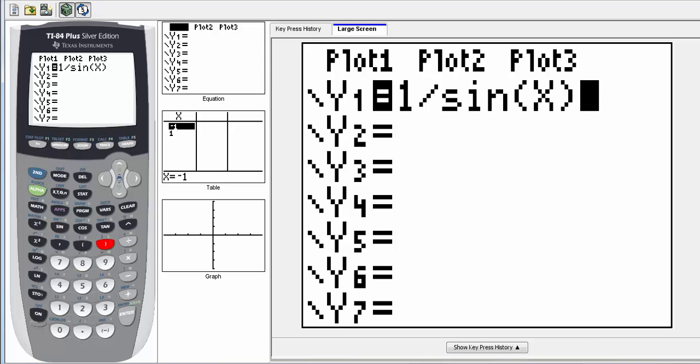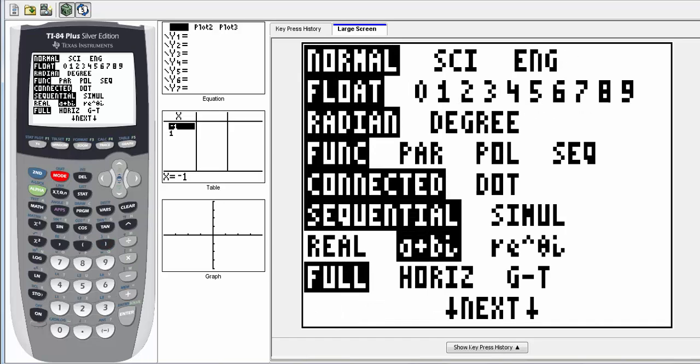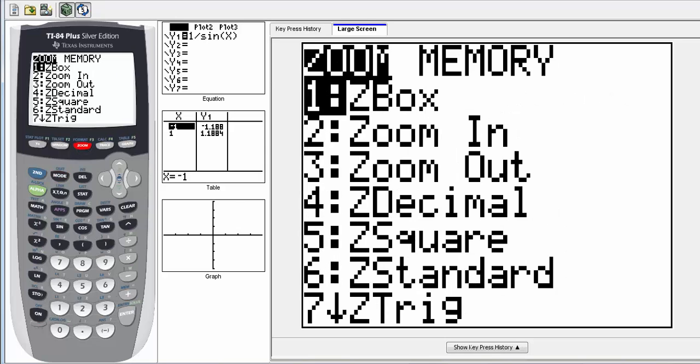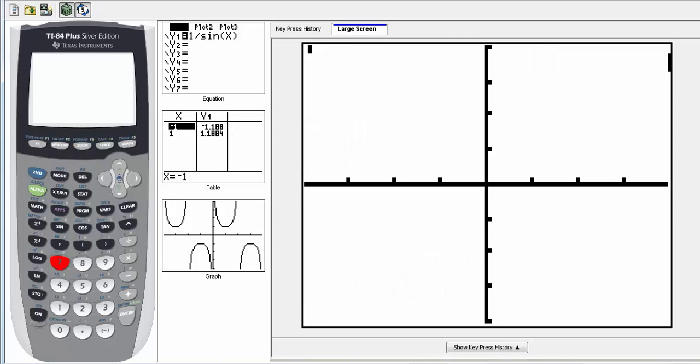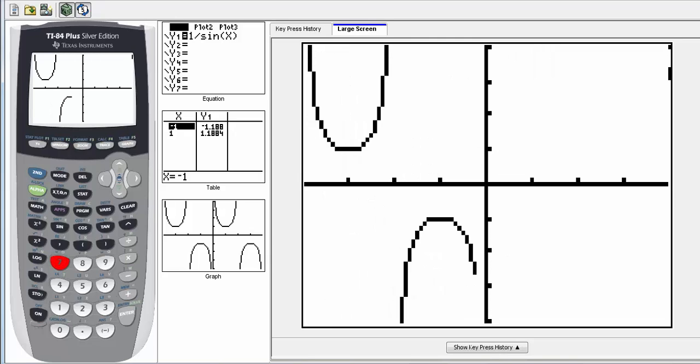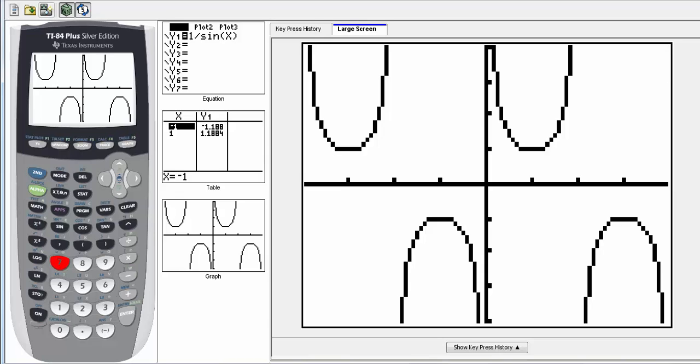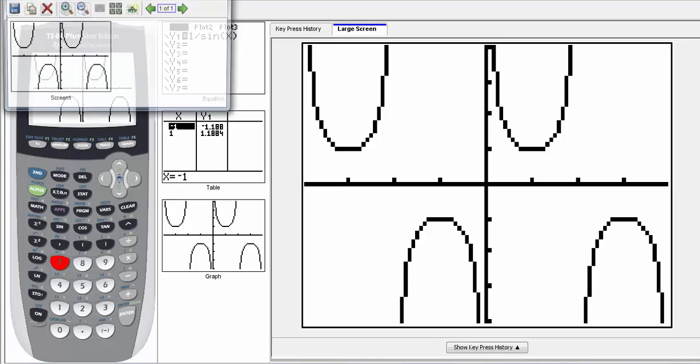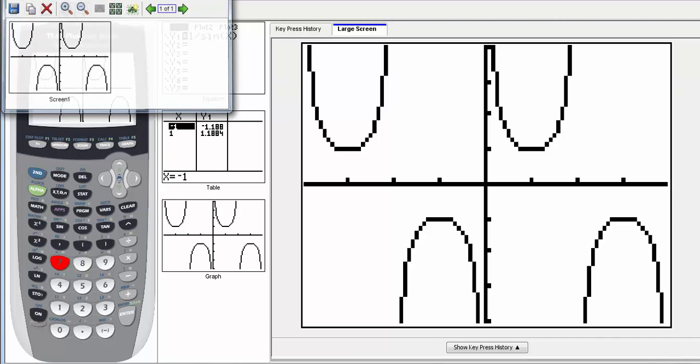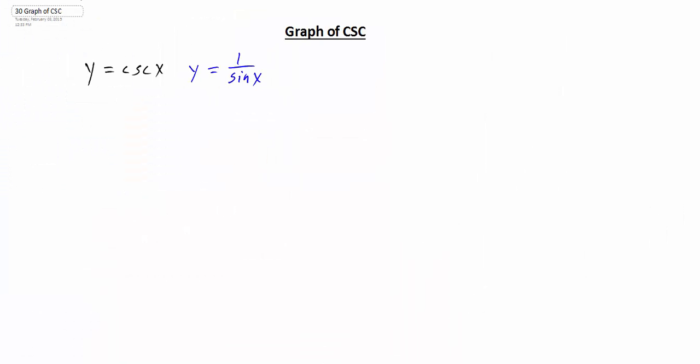And we want to make sure, in this case, that we're in radian mode. So if you go to your calculator, I am in radians. And then if we go to zoom, I want to go to zoom 7 so that we're in trig form. So zoom 7. And here we have our graph for the cosecant function. And this looks a little bit different than what we had before with the sine function. So if I copy this over, we can talk a little about what's happening here.